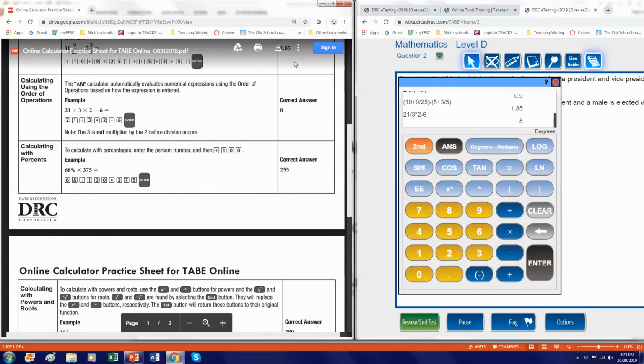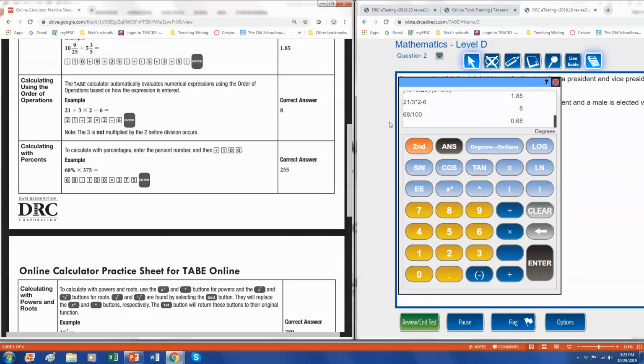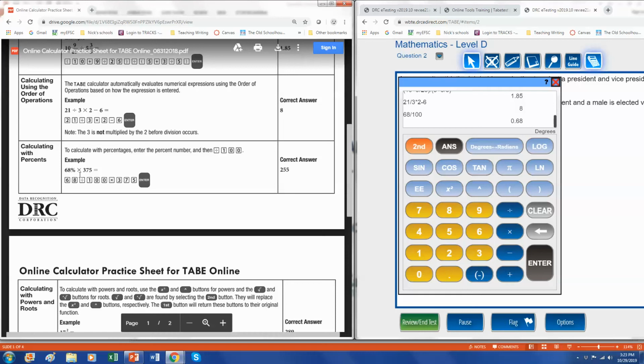All right, and for percents. On this calculator, you can do percents as just 68 divided by 100. And then you'll get your decimal of 0.68, which is equal to 68%. So we would do that. That's what they mean by to calculate percentages, enter the percent number and then divide by 100. So you just put 68 divided by 100. That's what 68% is equal to.